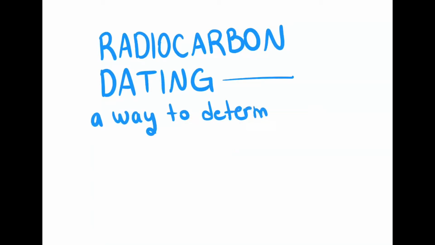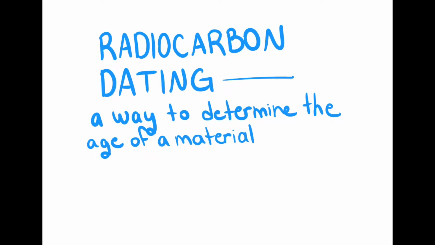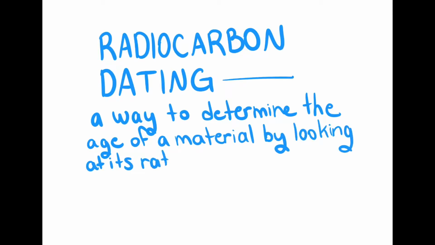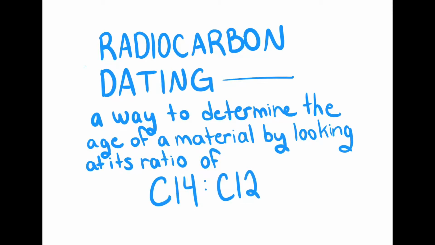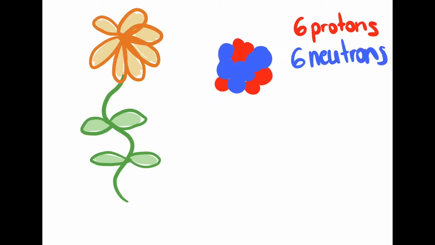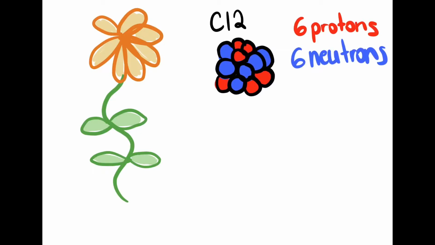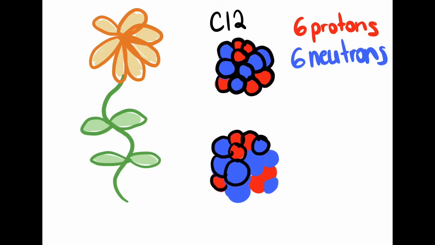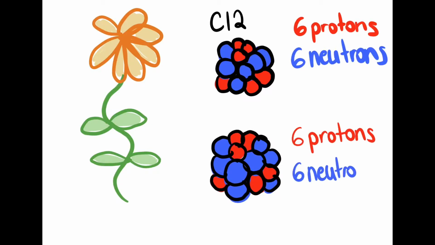Radiocarbon dating is a way to determine the age of a material by looking at its ratio of carbon-14 to carbon-12. Living things are comprised of carbon, most of which have atoms with 6 protons and 6 neutrons. This is what we call carbon-12. High into the atmosphere, another type of carbon can be created. If a nitrogen atom is hit with a cosmic ray, the nitrogen atoms can turn into carbon, and this carbon has 6 protons and 8 neutrons, which we call carbon-14.